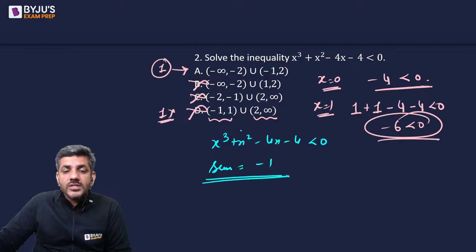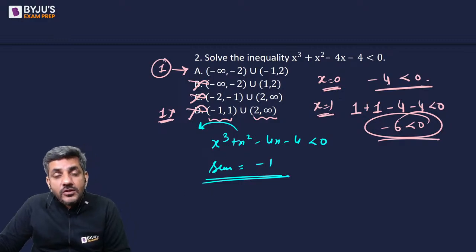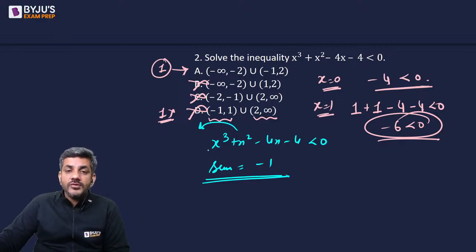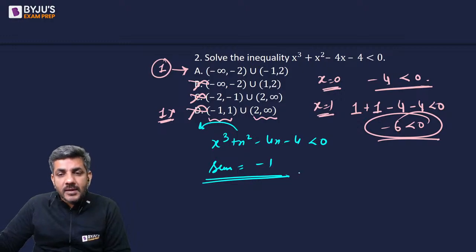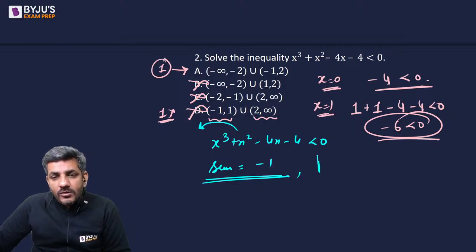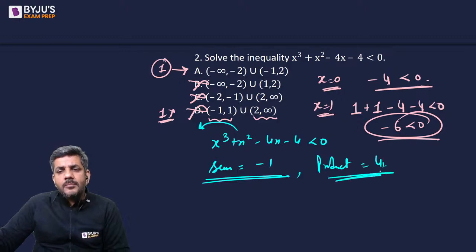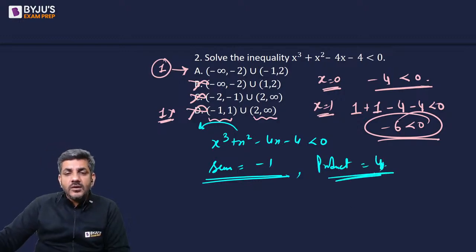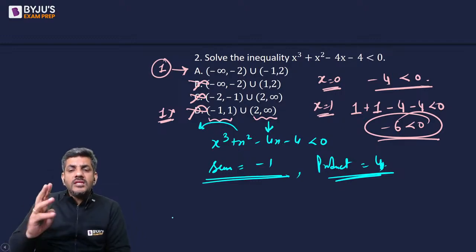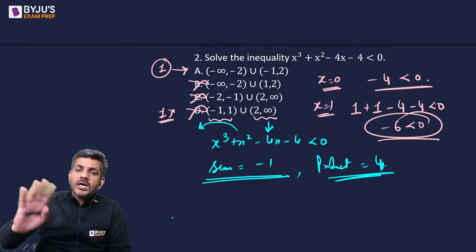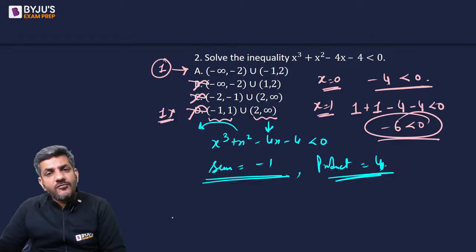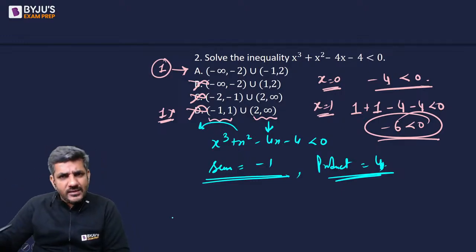I'm sure you all know the sum of the roots is given by minus b by a. So minus of the coefficient of x square divided by the coefficient of x cube. Sum of the roots is minus 1. And I know that the product of the roots is equal to plus 4, and the sum of the roots taken 2 at a time is minus 4. Now I need three numbers whose sum should be minus 1 and product should be 4. Randomly you can try three numbers.